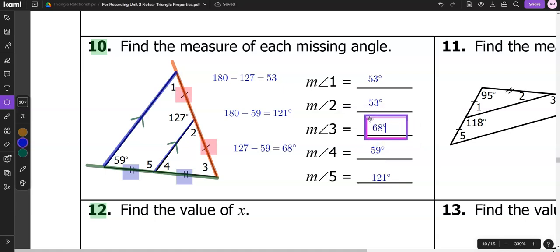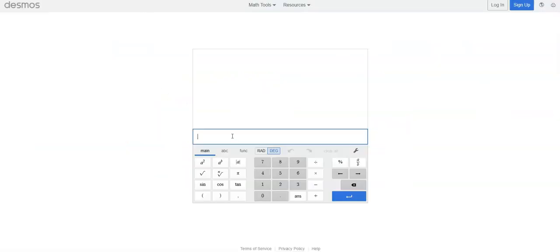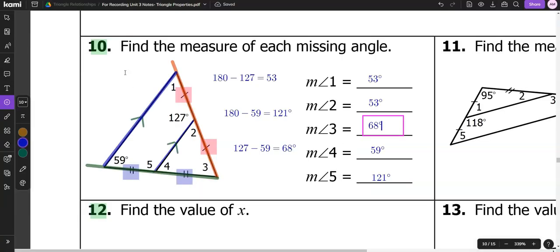And then, of course, to check our work, we can make sure that the three angles, angles 2, 3, and 4, which are 53, 68, and 59, add up to 180. 53, 68, and 59 equals 180. So at the very least, our answer makes sense. Pause here for a moment and make sure you get these copied into your notes.